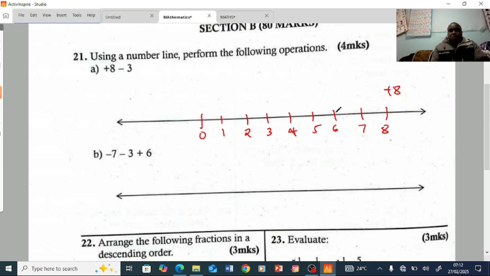When you subtract, you move to the left. So we are going to move to the left 3 steps. From here we move 1, 2, 3. Meaning that positive 8 minus 3, the answer is positive 5.